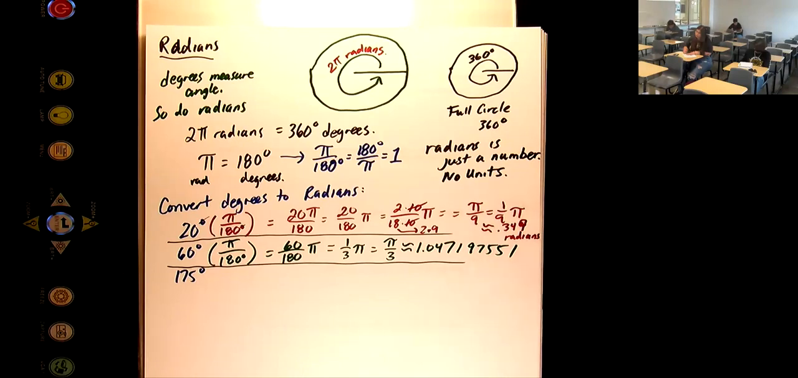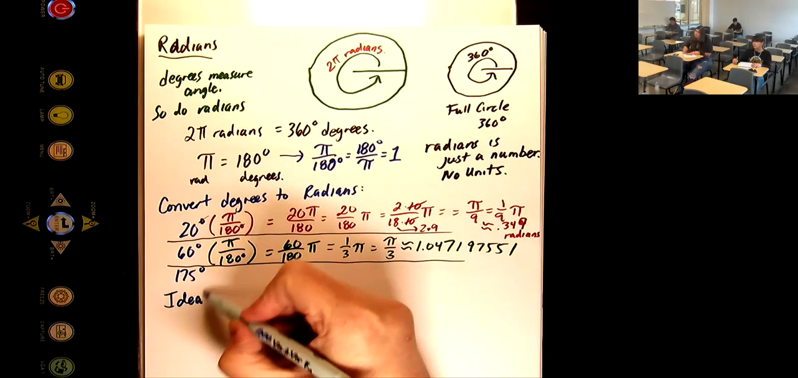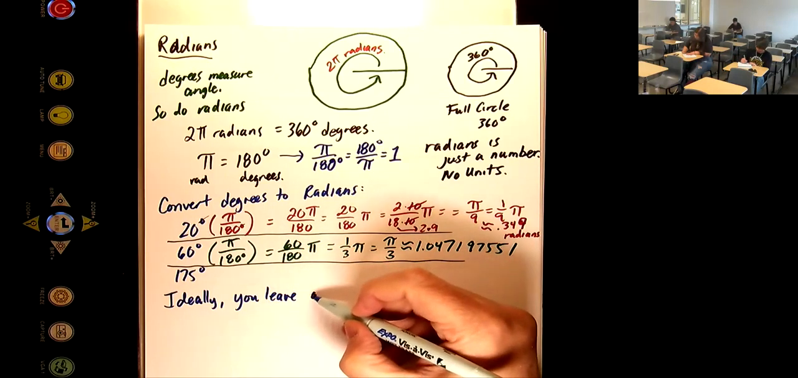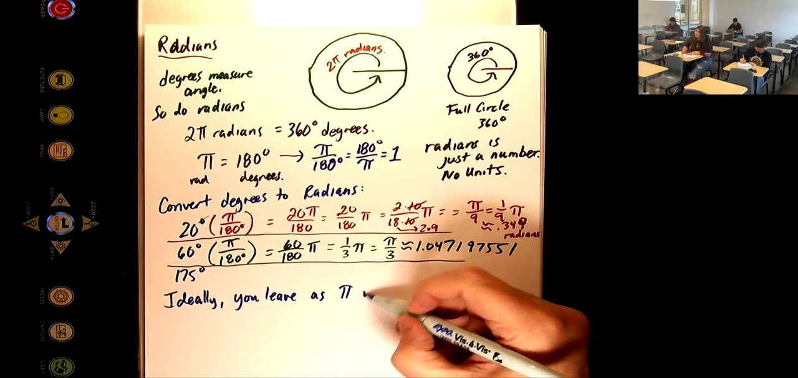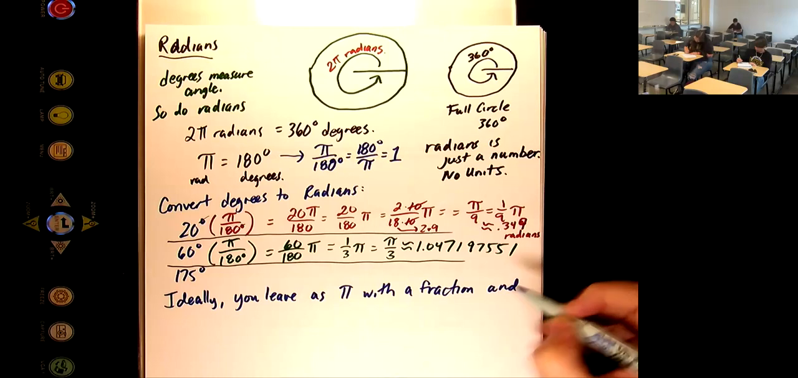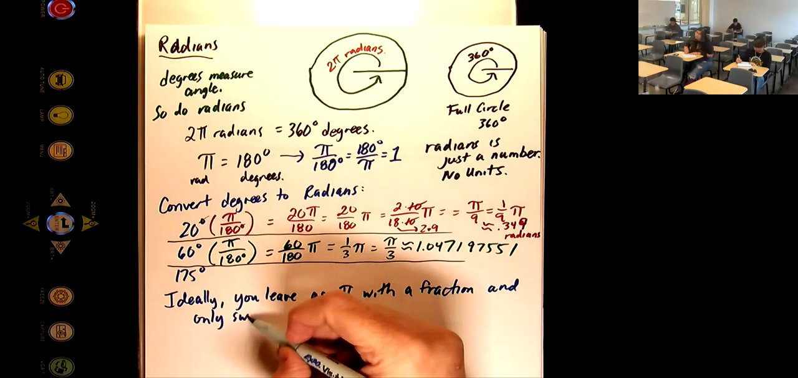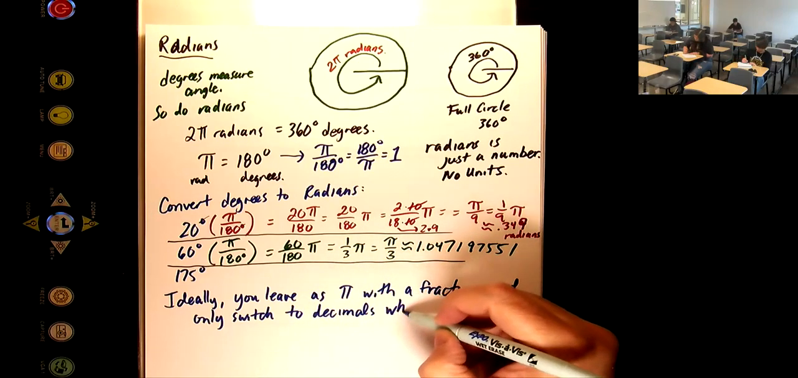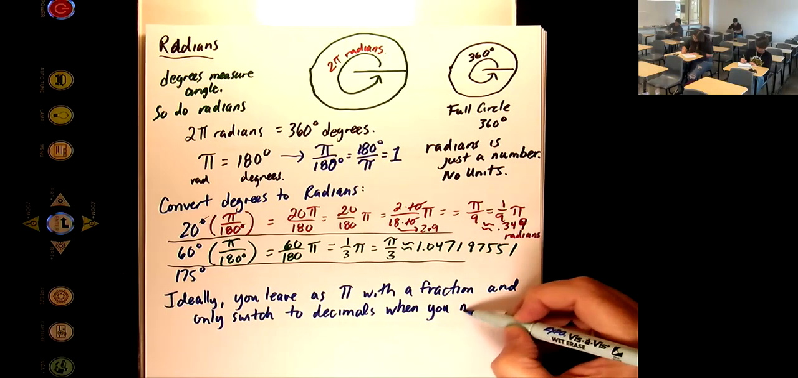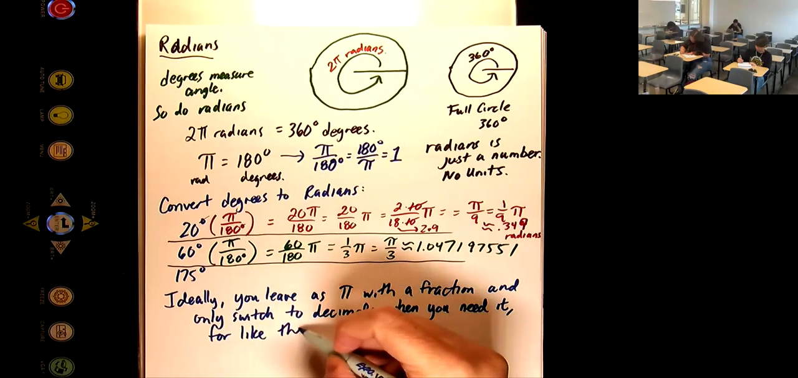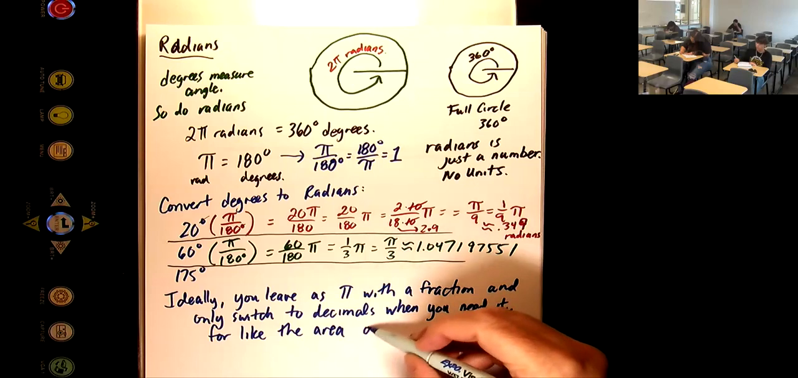So, ideally, you leave it as pi in a fraction, and only switch to decimals when you need it, say for like area or circumference.